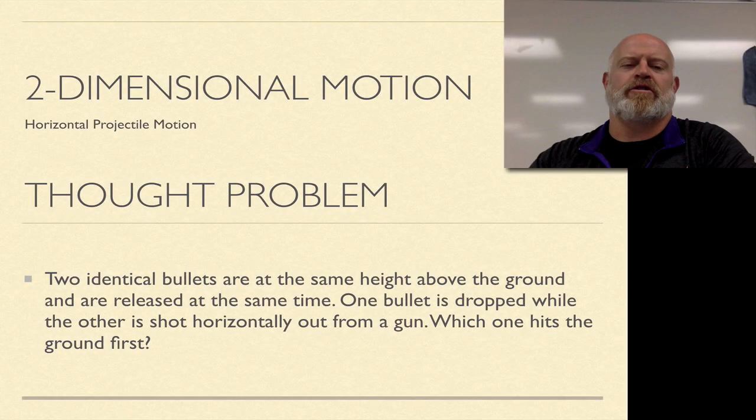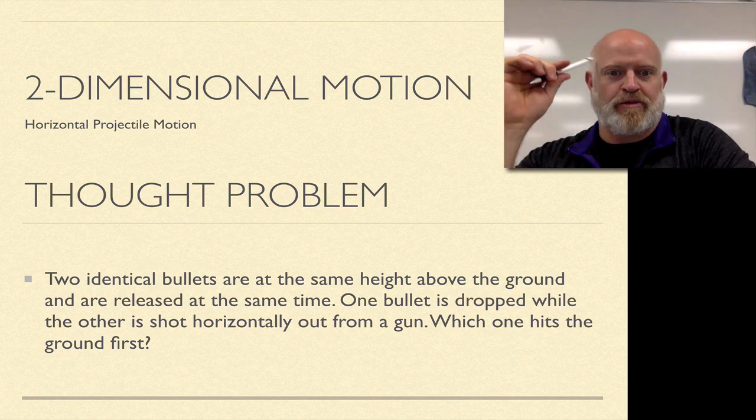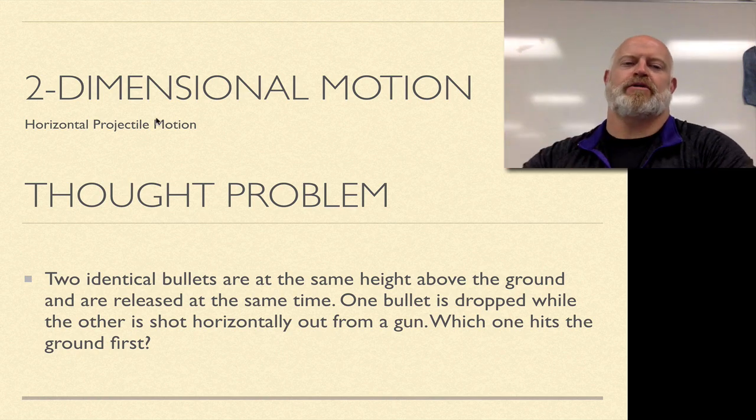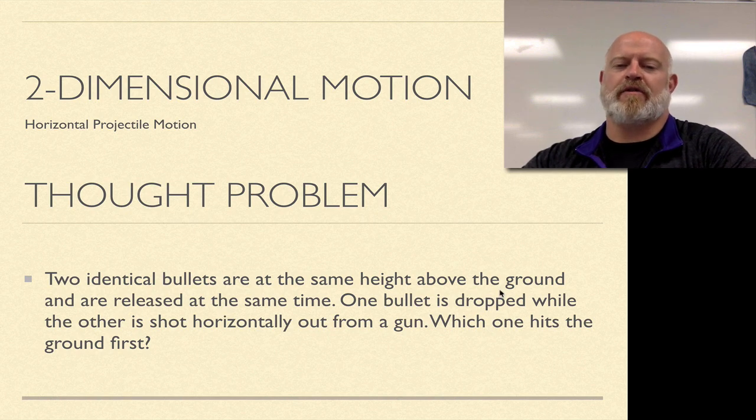Hey guys, in this video lesson, we're going to talk about shooting things horizontally in two-dimensional motion. To start this off, we want to have a little bit of a thought problem. If we had two identical bullets at the same height above the ground, released at the exact same time, one bullet is dropped, while the other one is shot horizontally. Which one hits the ground first?